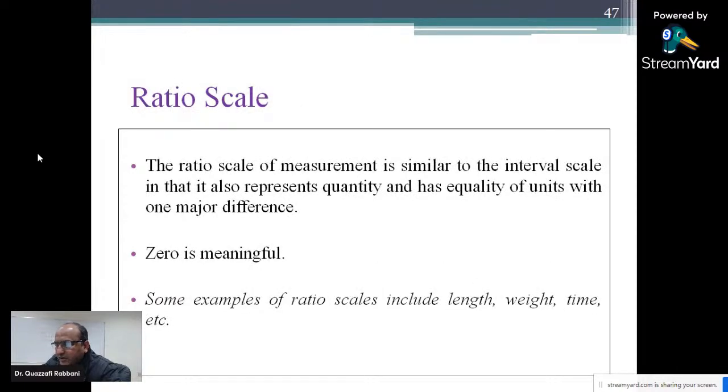And the ratio scale, this is also a quantitative scale. Ratio scale is a quantitative scale in which the values can be multiplied, added, subtracted. All mathematical operations can be used. And here the zero is meaningful. Zero means nothing. Zero height means no height. Zero marks means no marks.